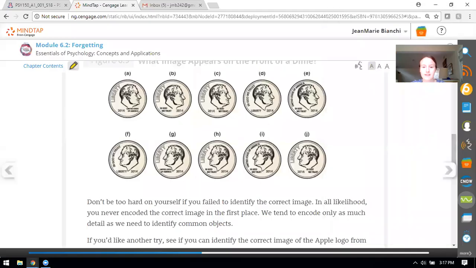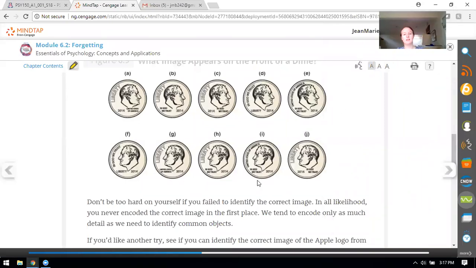So let's go ahead and look at an example of encoding failure. Let me go ahead here, and I want to share my screen. Okay, and this is from your textbook. Okay, and here is just a simple example of encoding failure.